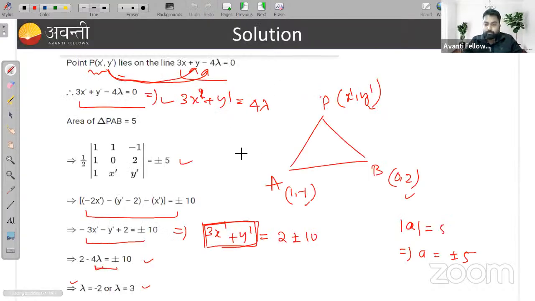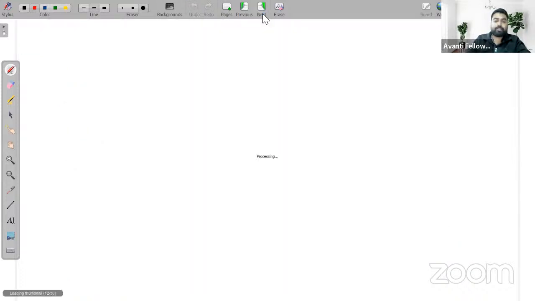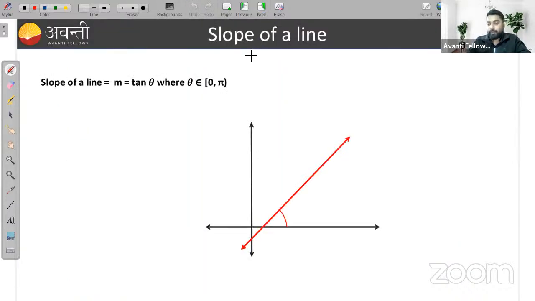Clear? So in this way, we can solve the JEE Mains questions. Also, if you know the formula to find the area of a triangle, then you can easily solve it. Is that clear to everyone or not? Yes? Sure. So let's discuss now what is the slope of a line.